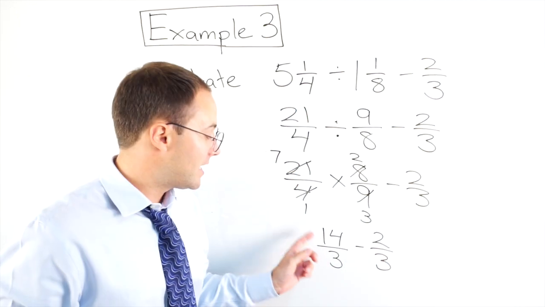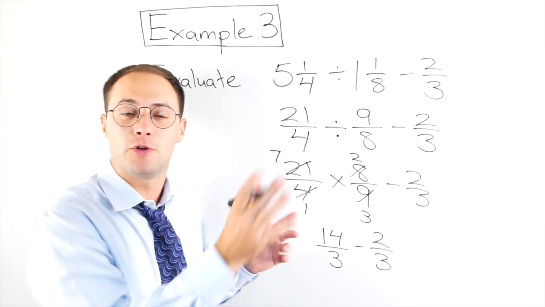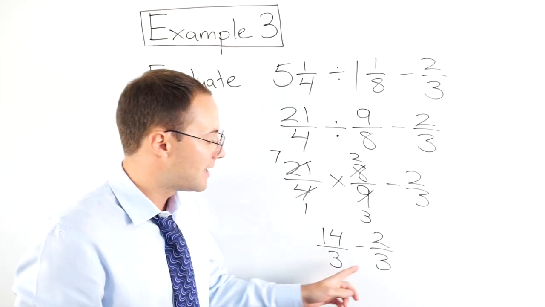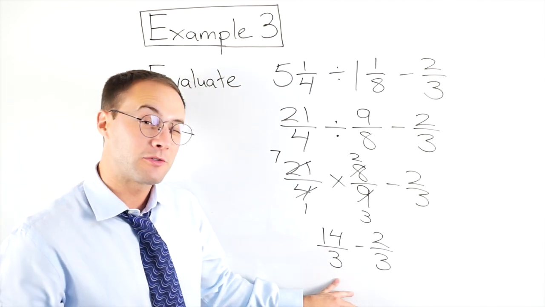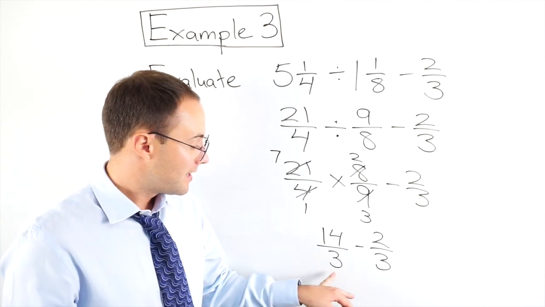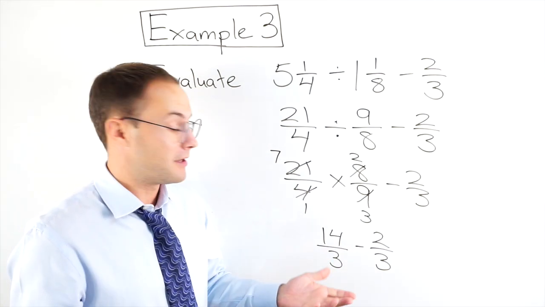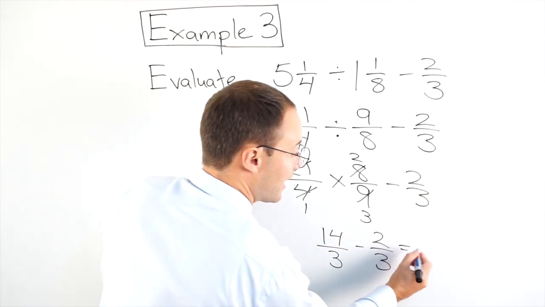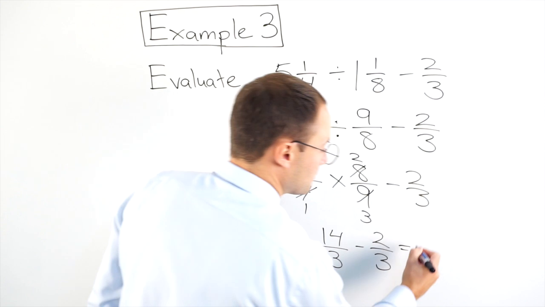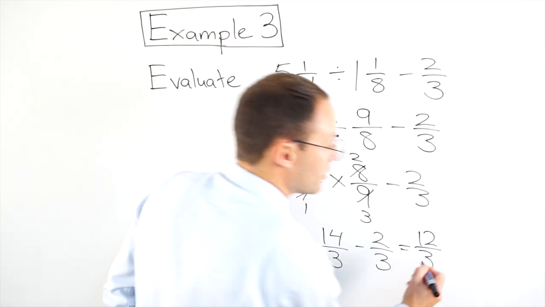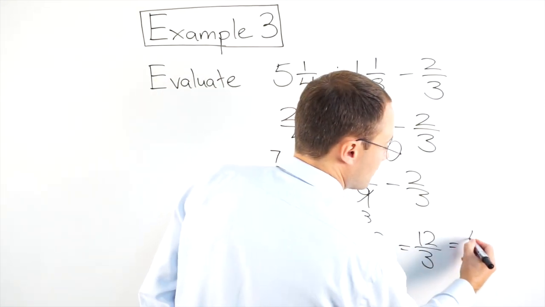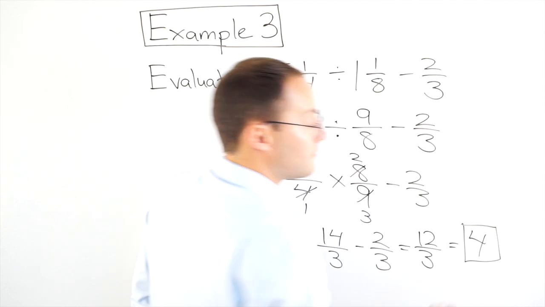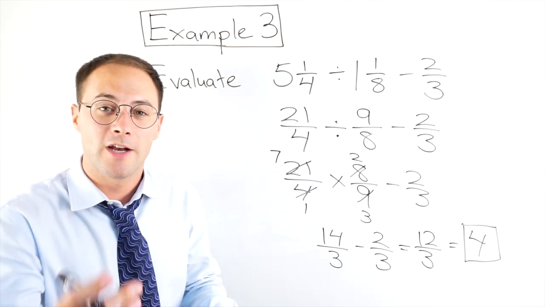Now, I'm not going to change this fraction back to a mixed number because I still have to subtract. And right now, it's really nice because they both have a common denominator of 3. So 14 thirds minus 2 thirds, I can subtract that right now. That becomes 12 thirds, which is 4. Okay? Here's some to try on your own.